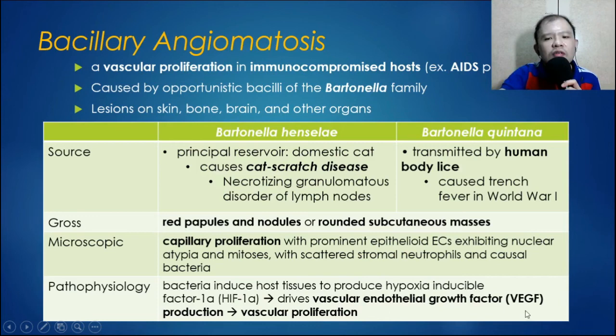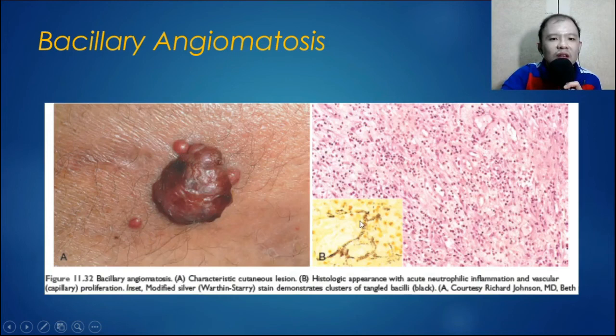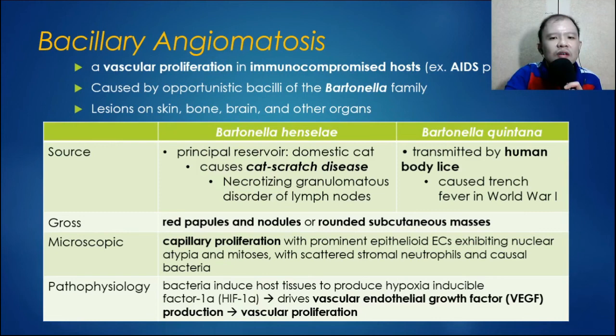Pathophysiology, you have endothelial growth factor production. And it very much looks like a hemangioma. So you have to look into the history. The patient has a history of cat scratch disease, or a pet cat. Might be bacillary angiomatosis.